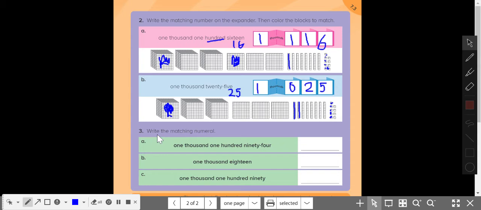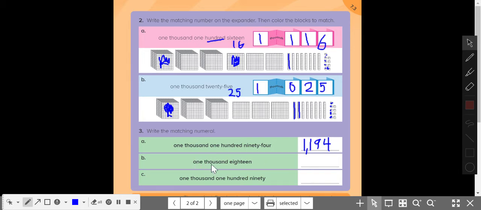Number 3 says, write the matching numeral. So now I'm just writing the number without an expander. 1,194. So 1,194. Now what was it Miss Bailey just said about the comma? You have to put the comma between the thousands place and the hundreds place. Okay? Don't forget to do that.